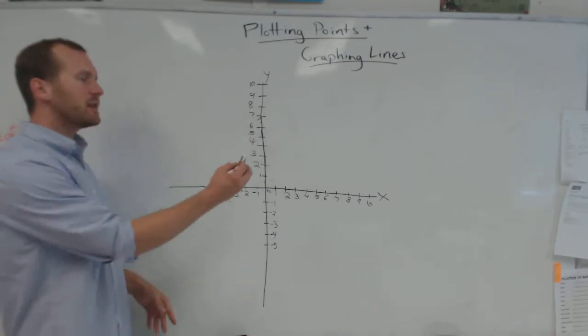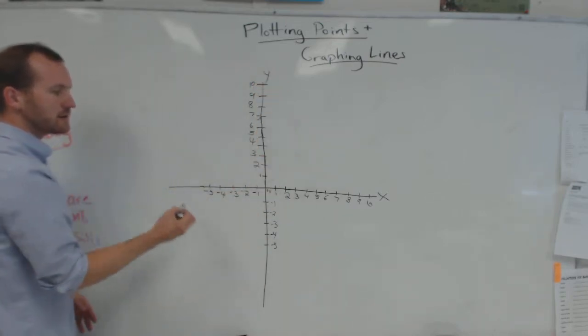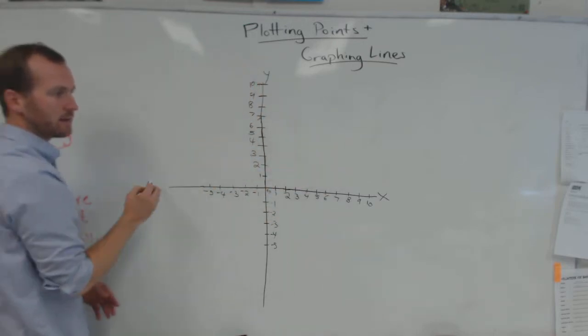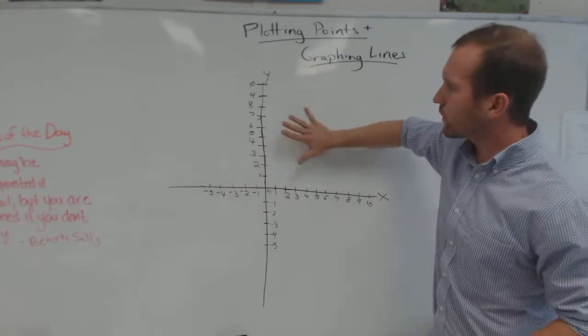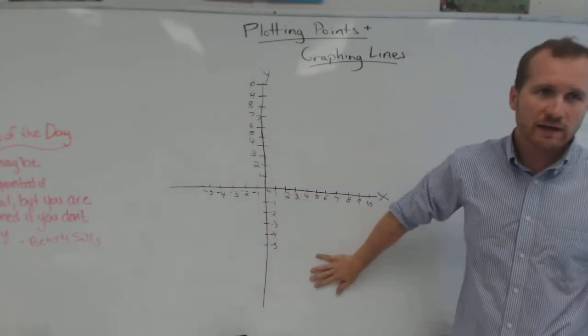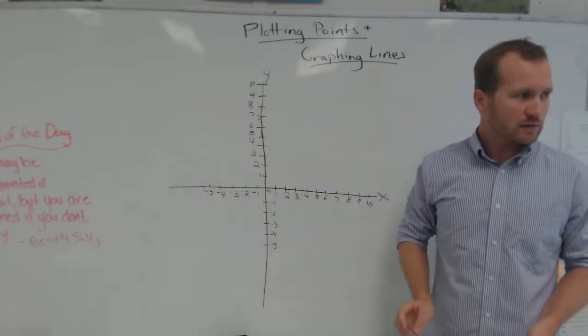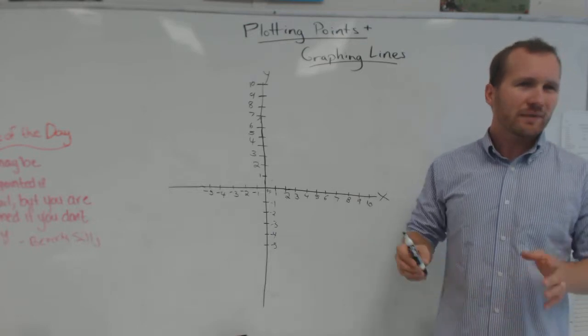So let's talk about that. Do you see how these two axes, the y-axis and the x-axis, divide this grid into 4 parts? There are 4 sections. Does everyone see that? Yeah. Whoever named these is crazy.